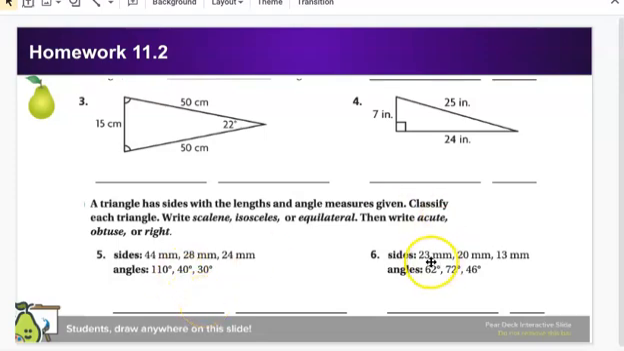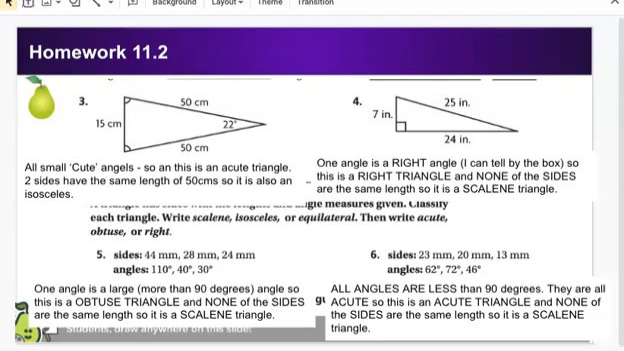Again, let's take a look at the sides: 23, 20, 13. None of them are the same, so I know it's scalene. Angles: 62 is less than 90, 72 is less than 90, 46 is less than 90, but none of them are 90, so it's not a right angle. None of them are greater than 90, so it's not obtuse. So this is an acute triangle. And I had that right here.